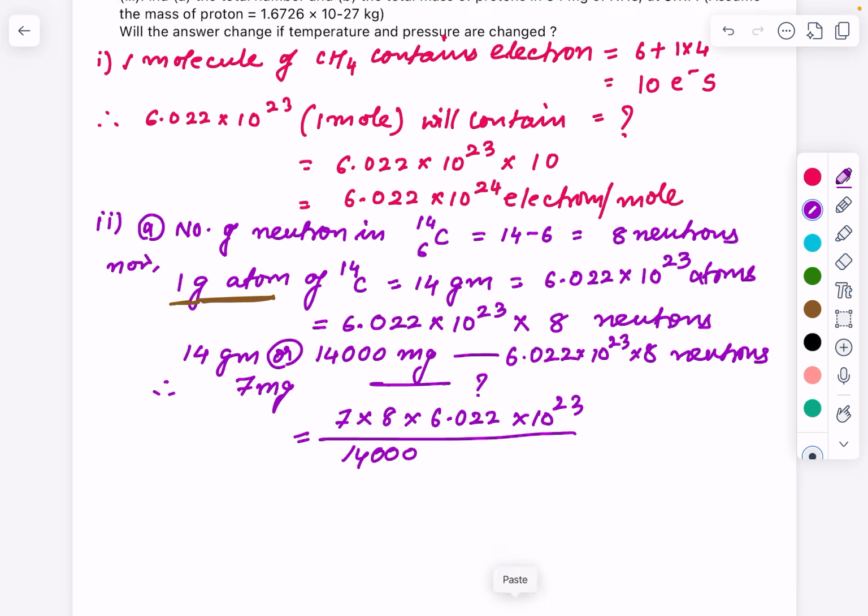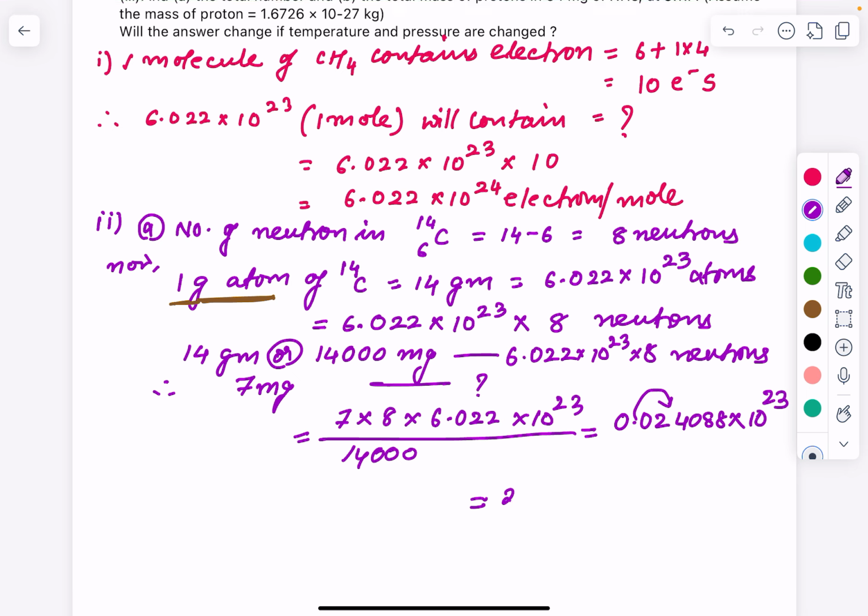Now when you multiply 7 eighths, that is 56, multiply it with 6.022, then divide by 14,000. So you will get back 0.024088 into 10 to the power of 23. Let us try to shift the decimal point between 2 and 4.